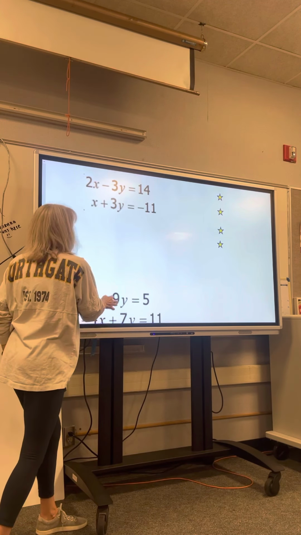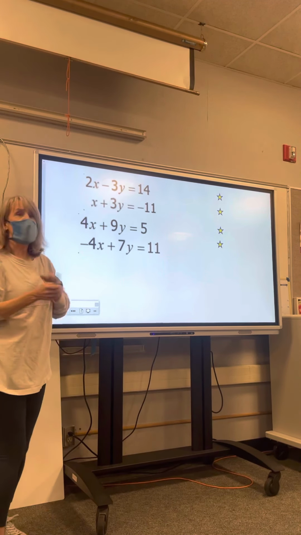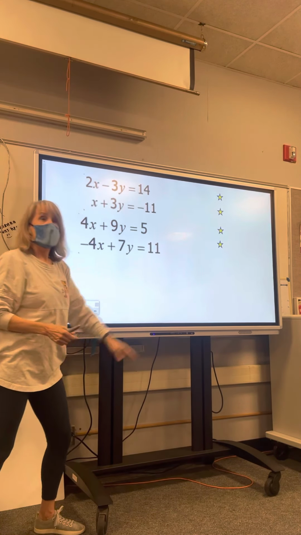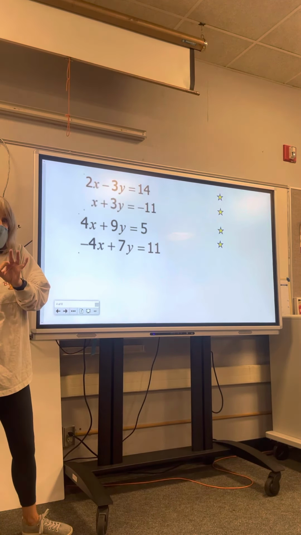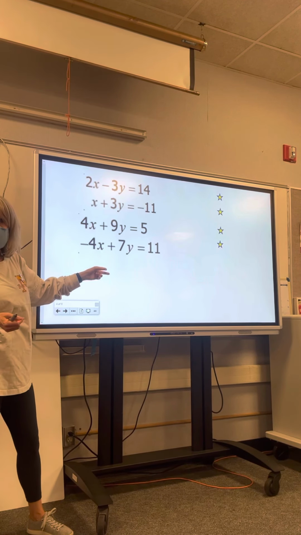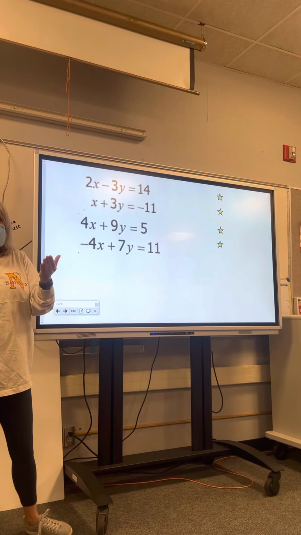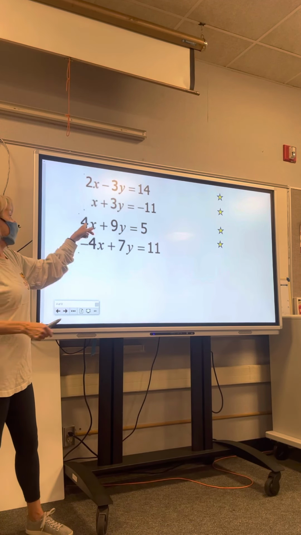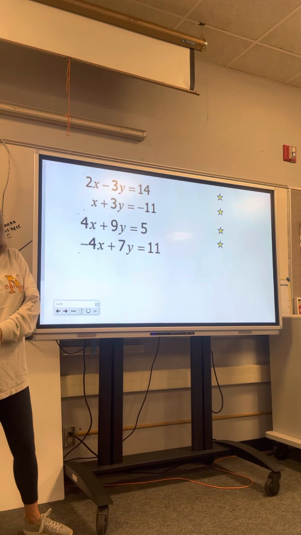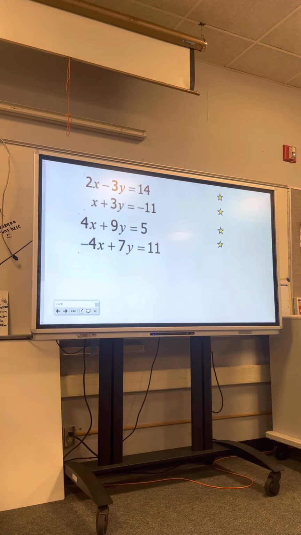So here it is right here. Make sure you go through your checklist. Are they lined up? Yes. Do I have a pair with the same number in front? I do, the X's. Do they have opposite signs, that pair? Yes, they do. Add it up. Do a little magic there.